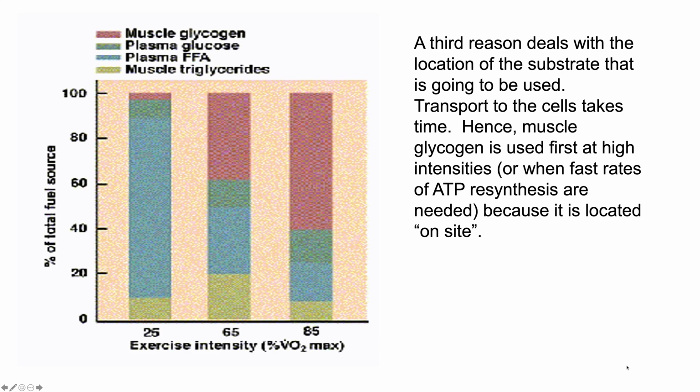But then you get to the high intensity, the one on the right, at 85% of VO2 max, it's all muscle glycogen. The reason being is because, remember, glycolysis can be used at those fast rates, so it can supply those demands. But in doing so, you need to have the substrate available. And since we store glycogen in the muscle, which is where ATP is being used, it only makes sense that's why we prefer carbohydrates, because they're located on site and they can be used in those high intensity type situations.